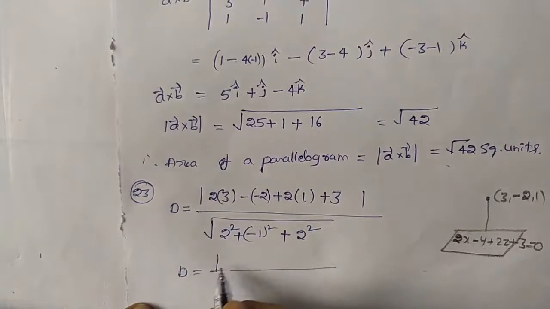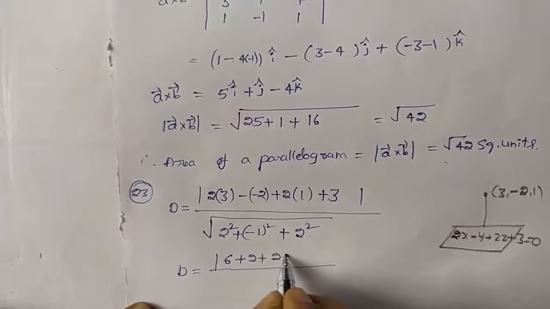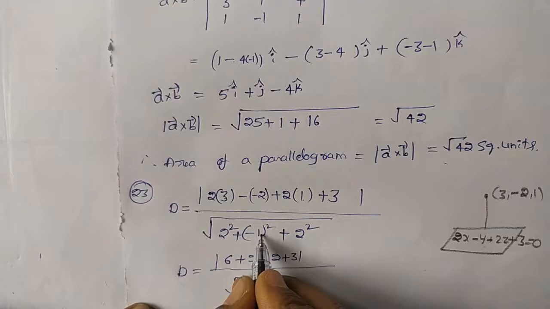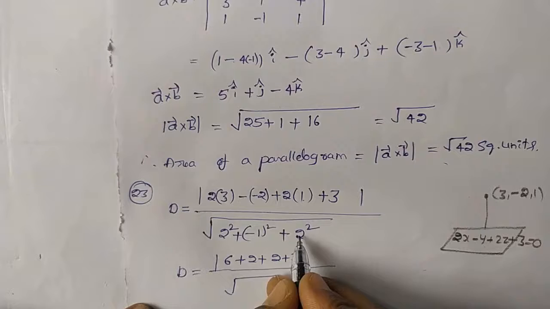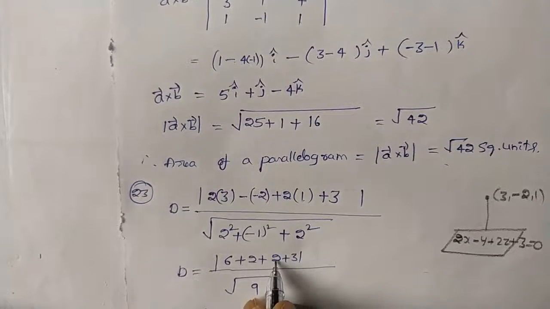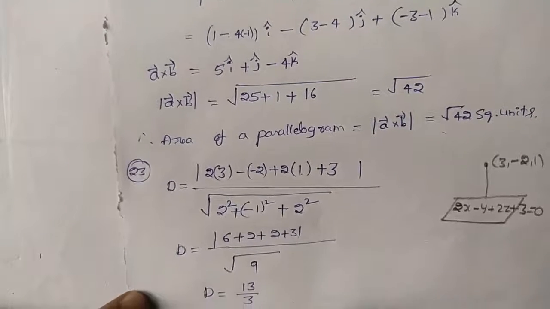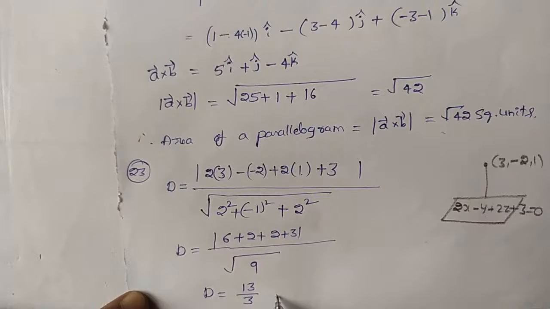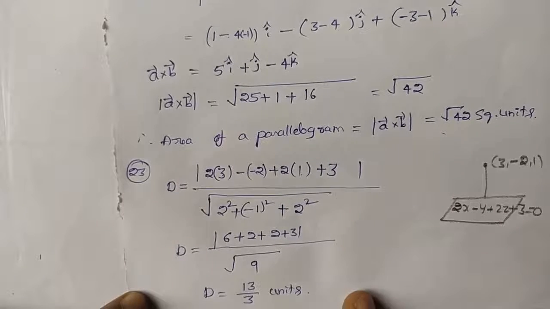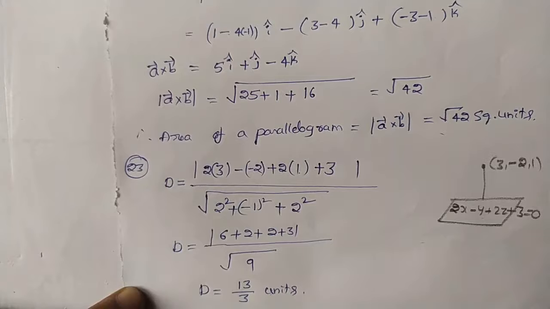is 13. So modulus of 2 into 3 is 6 plus 2 plus 2 plus 3 divided by square root of 2 square 4 plus 1 is 5, 5 plus 4 is 9, root 9. So distance d equals to 6 plus 2 is 8, 8 plus 2 is 10, 10 plus 3 is 13, 13 divided by 3. Distance is 13 divided by 3 units. It is the solution for the 23rd question.